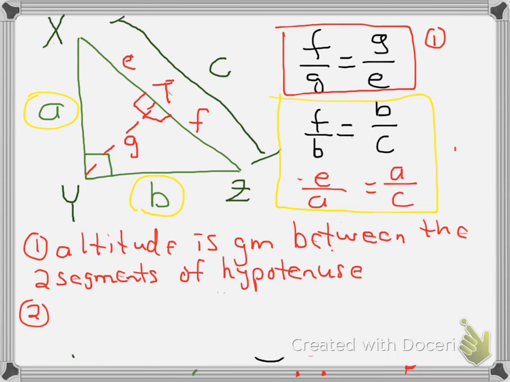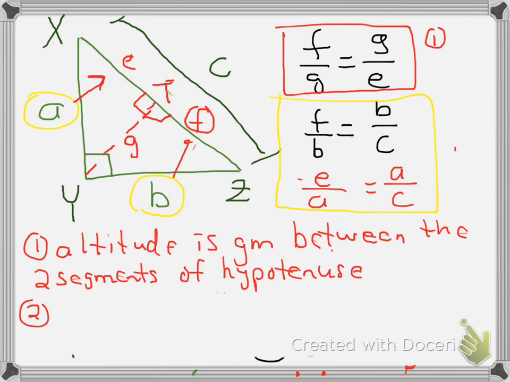Let's look at B. B is the geometric mean between F and C. What are F and C? F is the part of the hypotenuse that's next to, or adjacent to, B. C is the whole hypotenuse. So B is the geometric mean between the part of the hypotenuse next to it and the whole hypotenuse. Well, look at A. A is the geometric mean between E and C. What is E? E is the part of the hypotenuse next to, or adjacent to, A. And again, C is the whole hypotenuse.